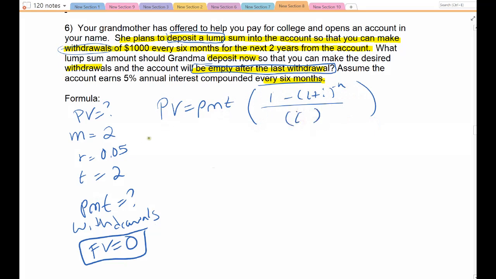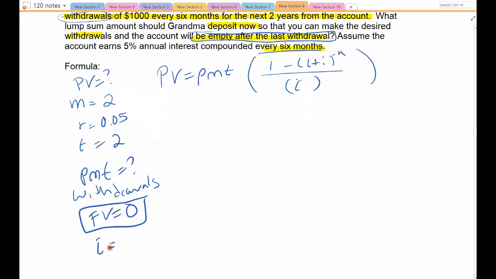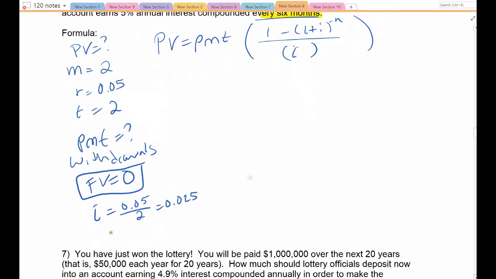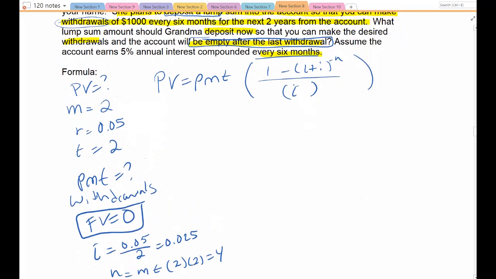Alright, so I'm going to figure out what i and n are, because it's a little easier to plug in if I know what those are. Remember, i is our interest rate over our compounding period, so that comes out to 0.025. And n is our compounding periods times time, which is 2 times 2, so 4. So you're going to make 4 withdrawals.